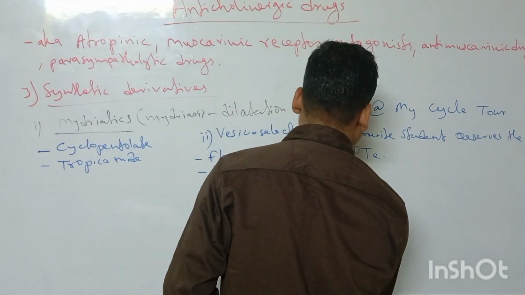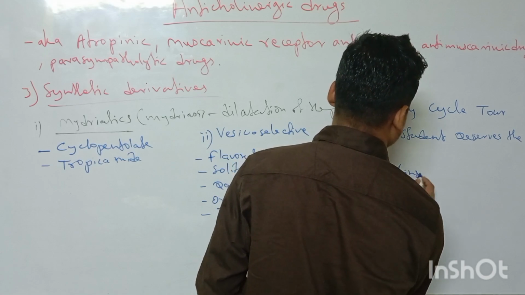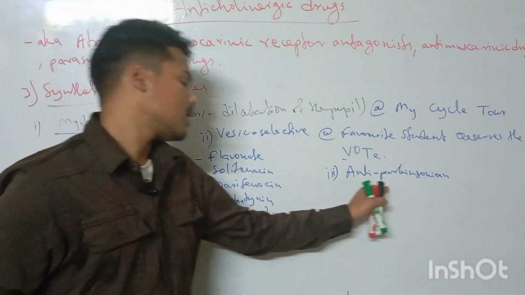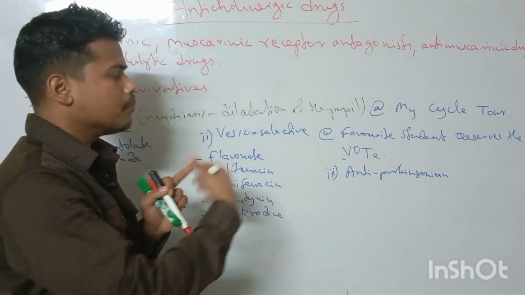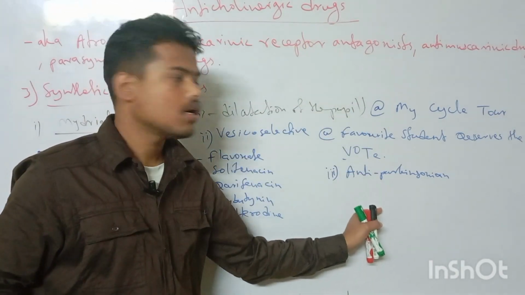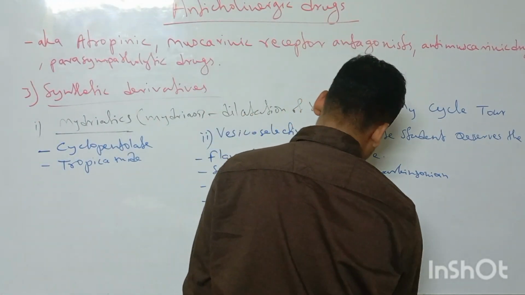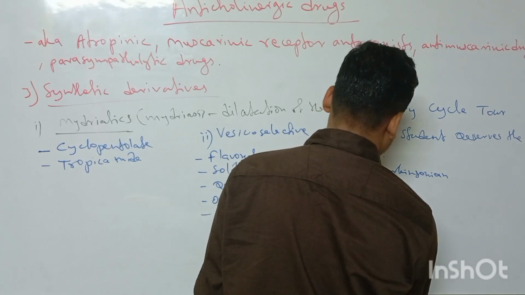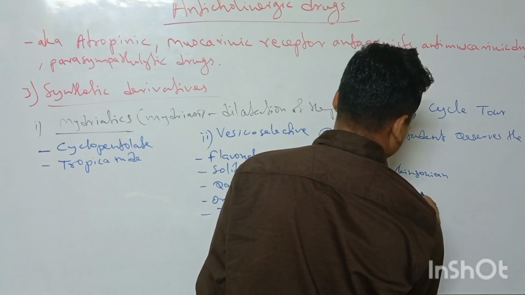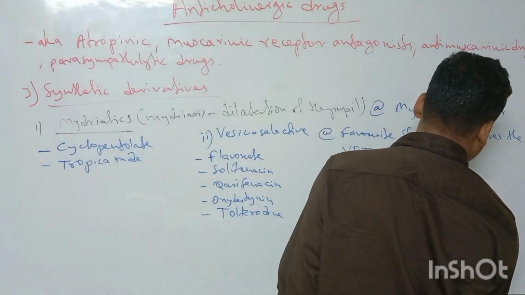Now other categories. Category 3 will be anti-Parkinsonian drugs. There are many anti-Parkinsonian drugs. Among them, a few of the anticholinergics can also be used as anti-Parkinsonian drugs. That includes trihexyphenidyl, also known as benzhexol.